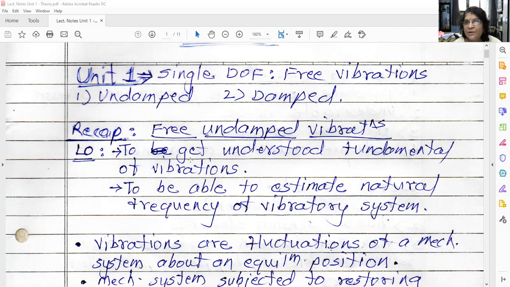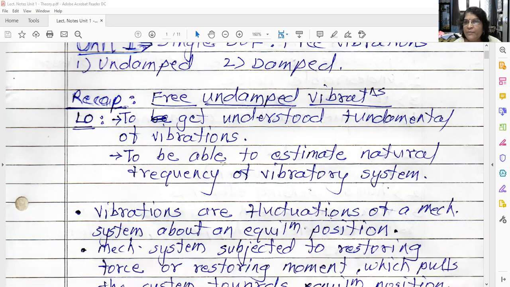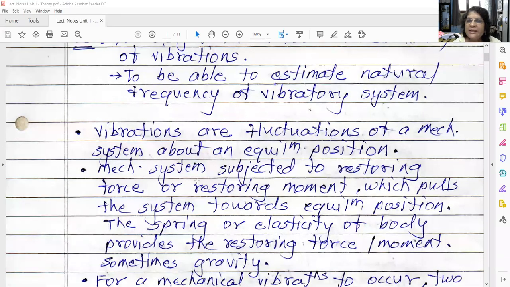First learning outcome, to understand the fundamentals of vibrations. Second learning outcome, to be able to estimate the natural frequency of a vibratory system. By this time you have understood from the earlier videos what vibration is. Vibrations are fluctuations of a mechanical system about an equilibrium position.